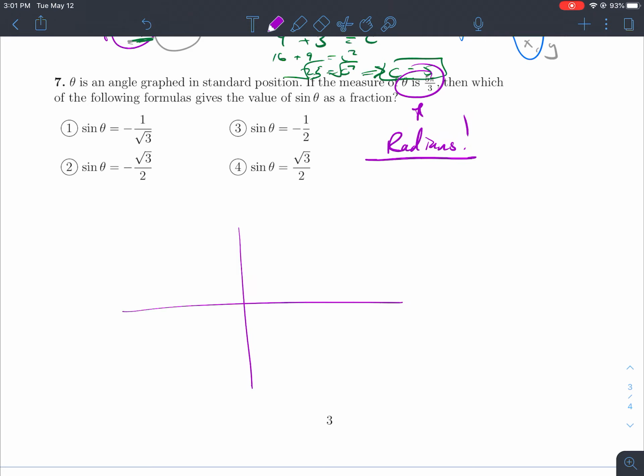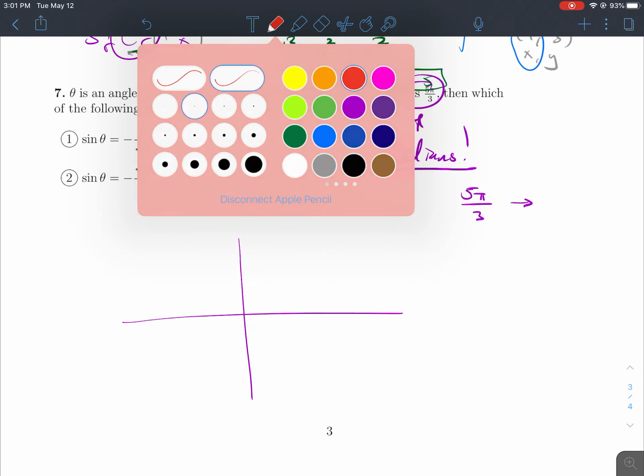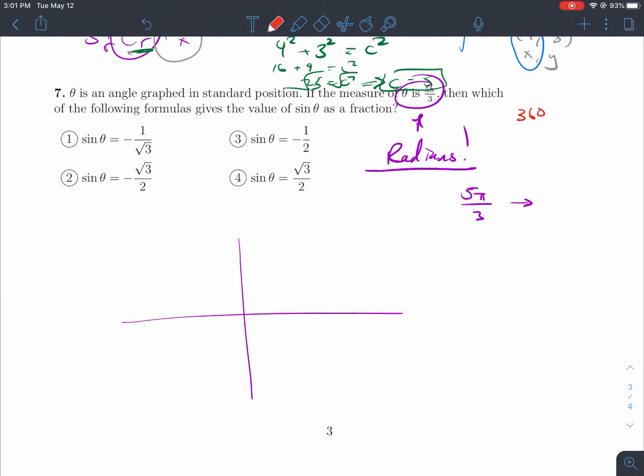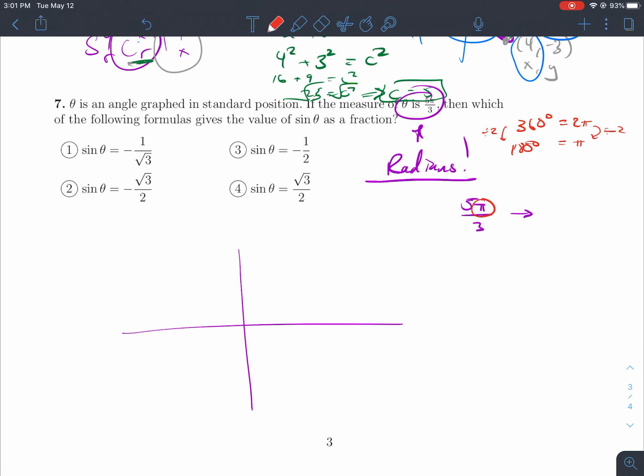5 pi over 3, I've got no idea where that is on the graph. But the good news is, it can be relatively simple to convert from radians to degrees, as long as we remember that a full circle is 2 pi radians. So if we wanted to know what pi radians is, well, that's half of this. So we'd have to do half of this. That would give us 180 degrees. This pi right here, if we converted pi radians to degrees, is actually 180 degrees.